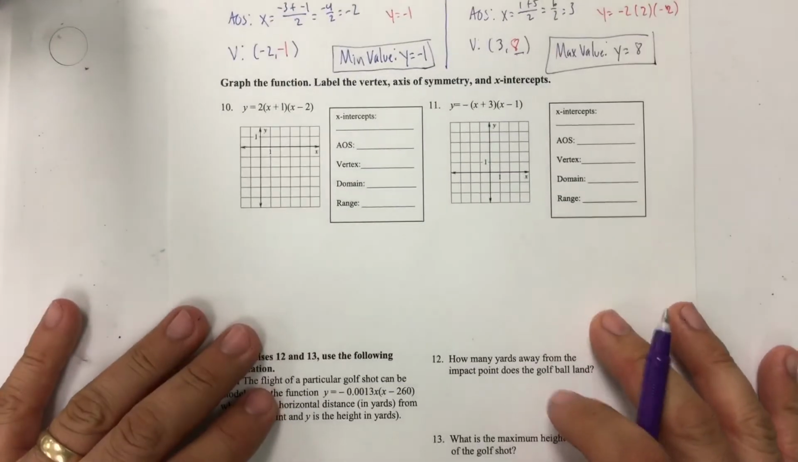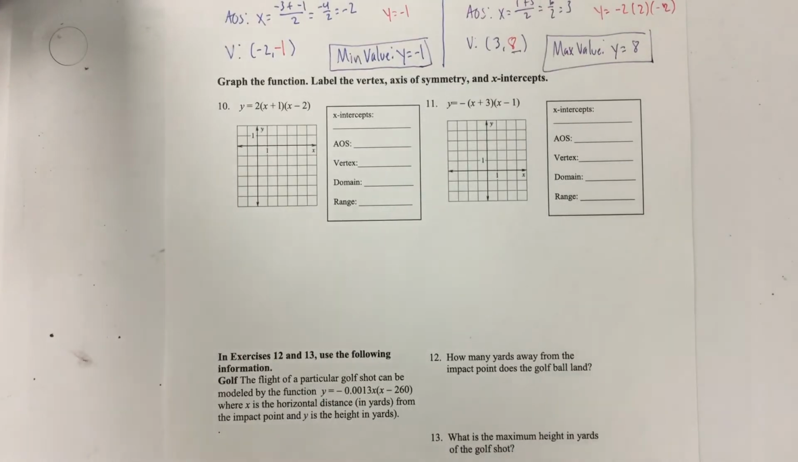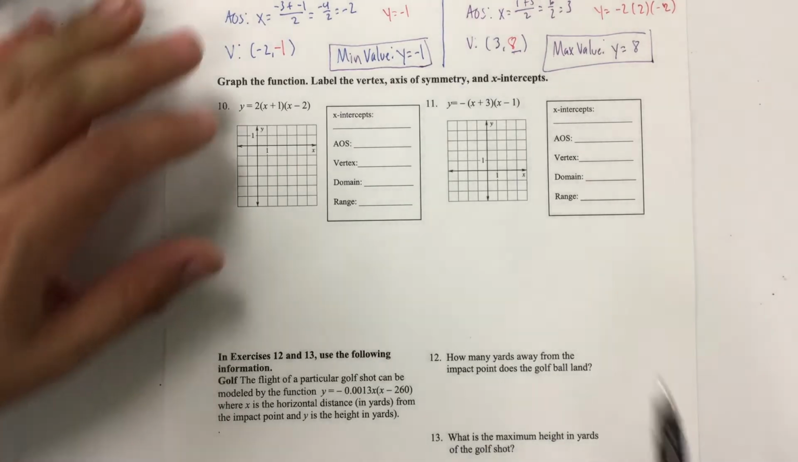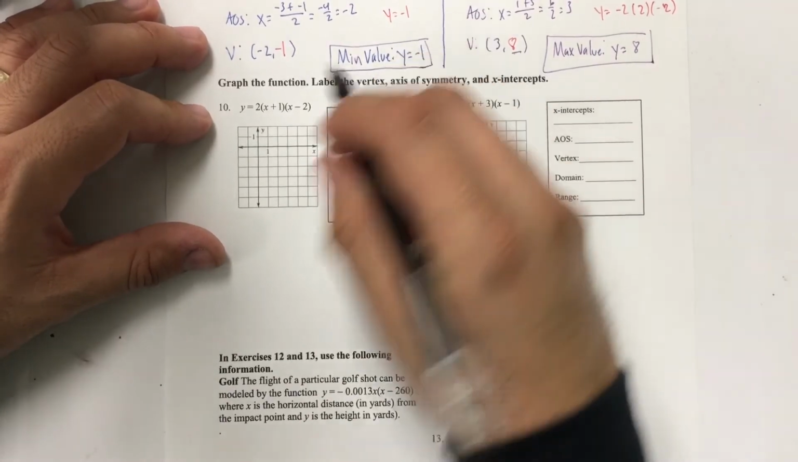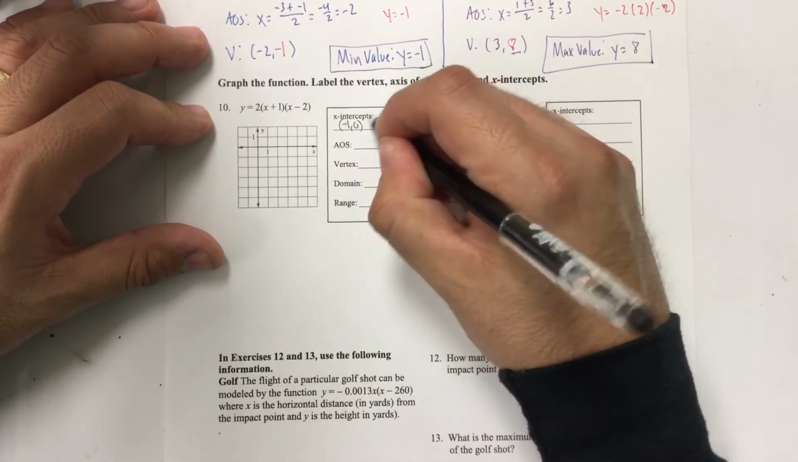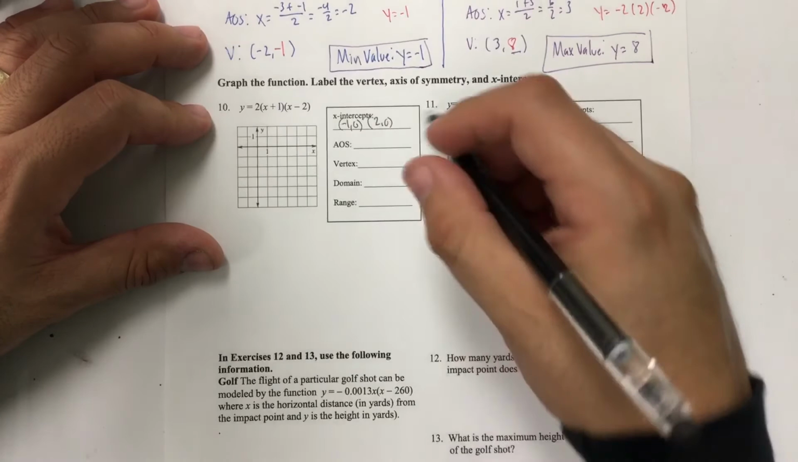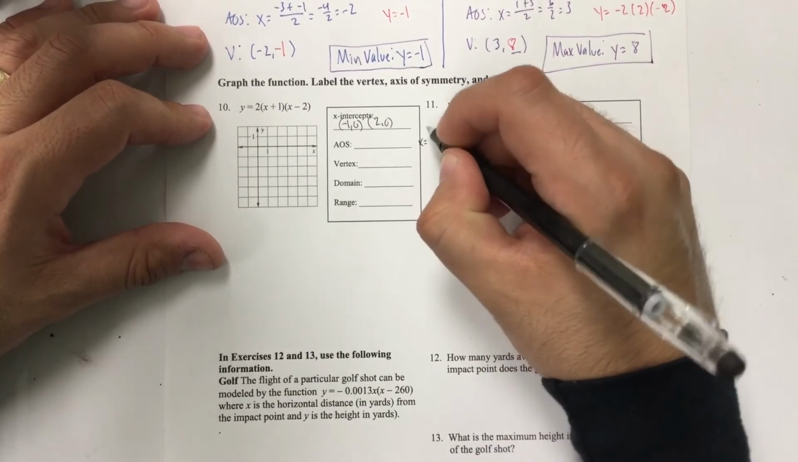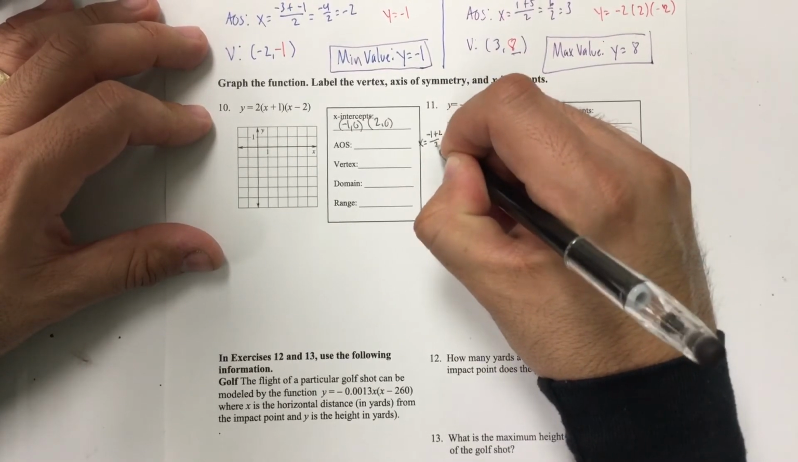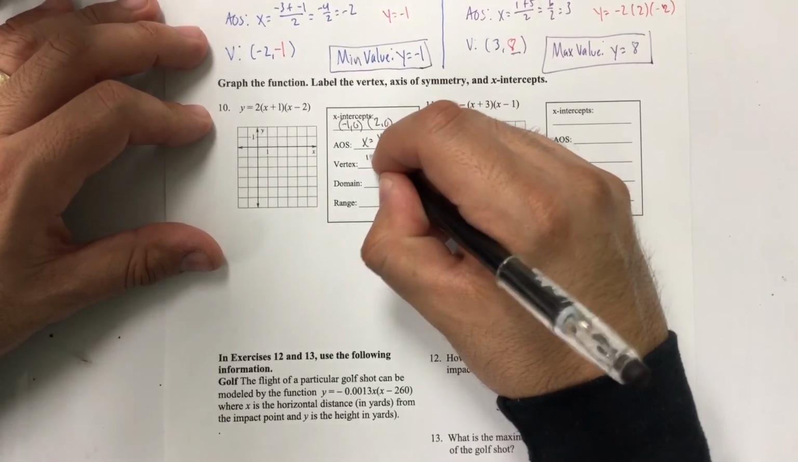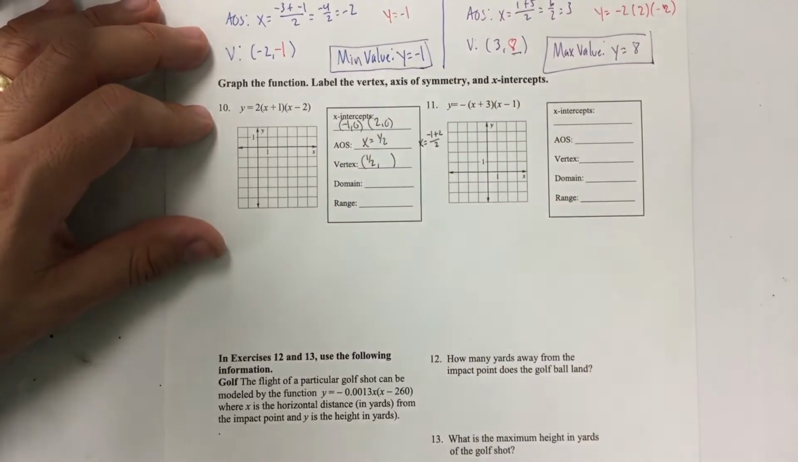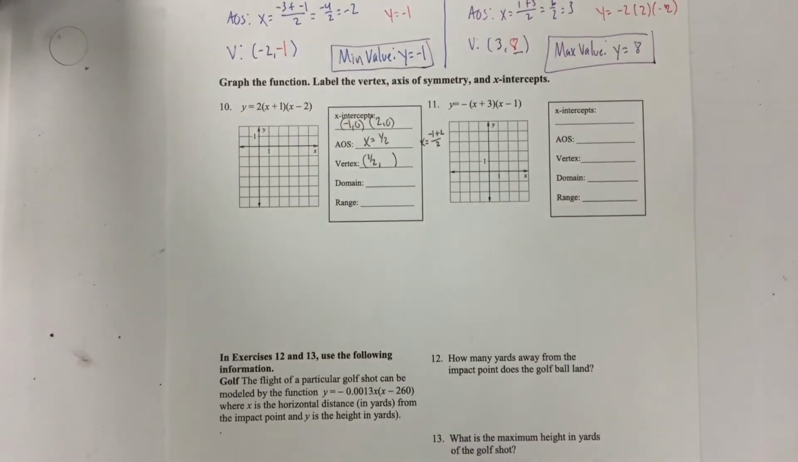All right, moving on to numbers 10 and 11. So here it says graph the function, label the vertex, axis of symmetry, and the x-intercepts. So once again, x-intercepts, opposite of that, negative 1, 0. Opposite of that, 2, 0. To find the axis of symmetry, we do p plus q divided by 2. So x is equal to 1/2. My vertex is at 1/2, comma, and here we're just going to plug it in real quick.